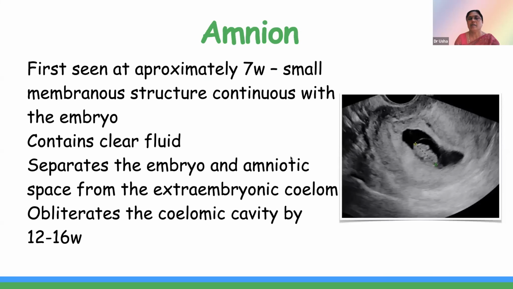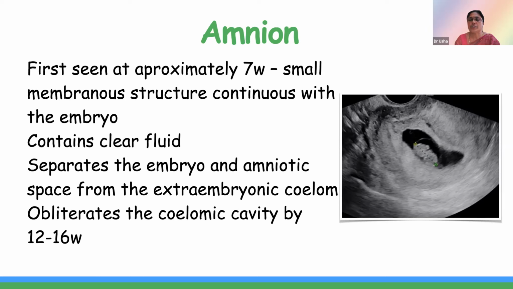A little later, at around 7 weeks, we see the amniotic membrane. So you can see this is the amniotic membrane. You can see the fetus on one side at this gestation, you see the amniotic membrane, and you will have the yolk sac on the other side. This amniotic membrane contains a clear fluid. So this is the fetus, and this is the amniotic cavity. And we know this is the chorionic cavity.